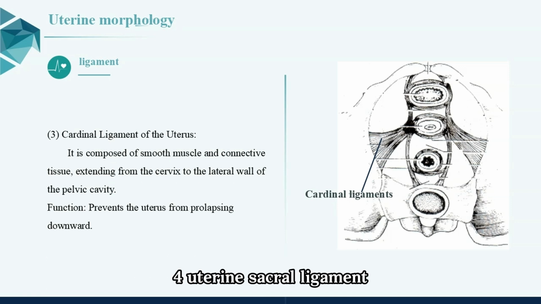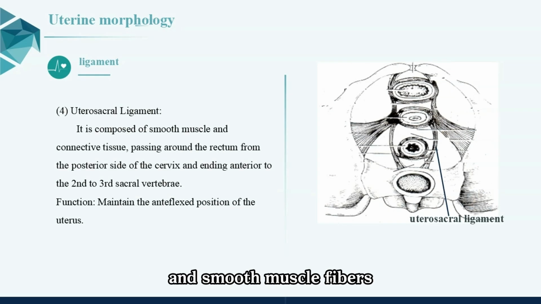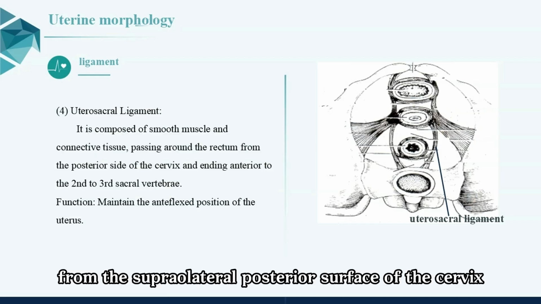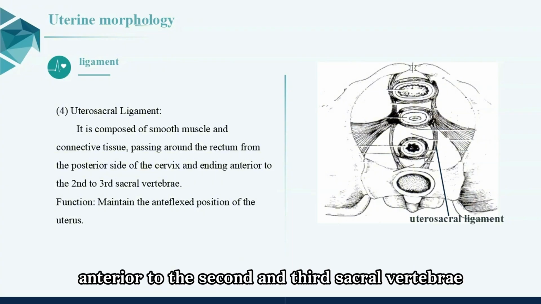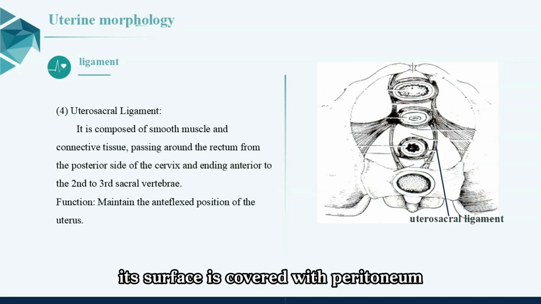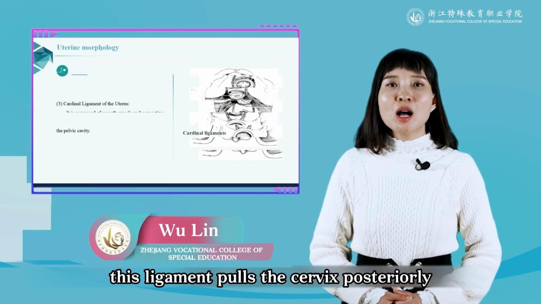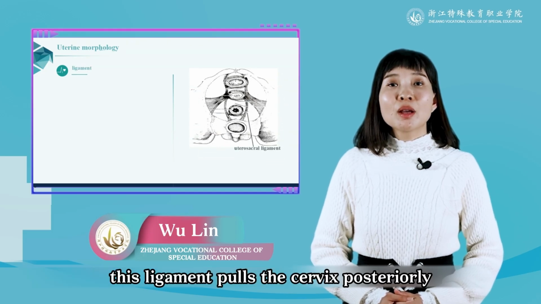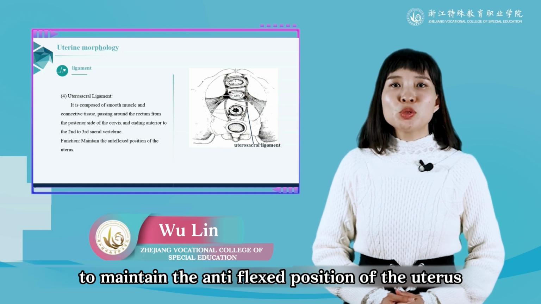4. Uterosacral ligament. The uterosacral ligament is composed of connective tissue and smooth muscle fibers. It curves posteriorly from the superolateral posterior surface of the cervix, wraps around both sides of the rectum, and terminates on the fascia anterior to the second and third sacral vertebrae. Its surface is covered with peritoneum, forming the arc-shaped rectouterine fold. This ligament pulls the cervix posterior-superiorly and cooperates with the round ligament to maintain the anteflexed position of the uterus.